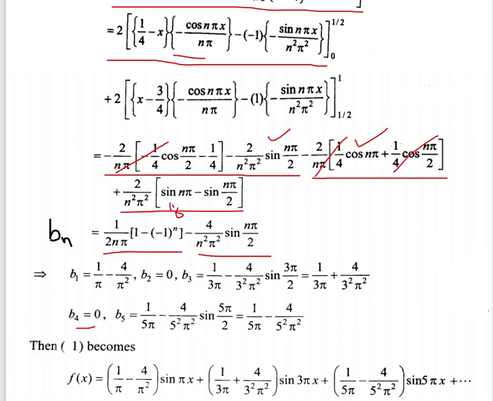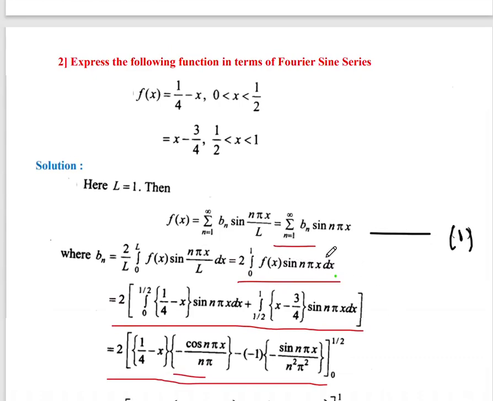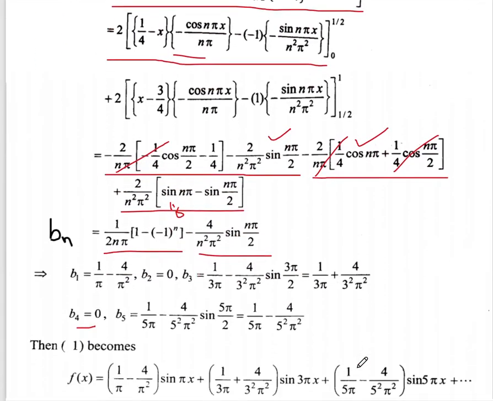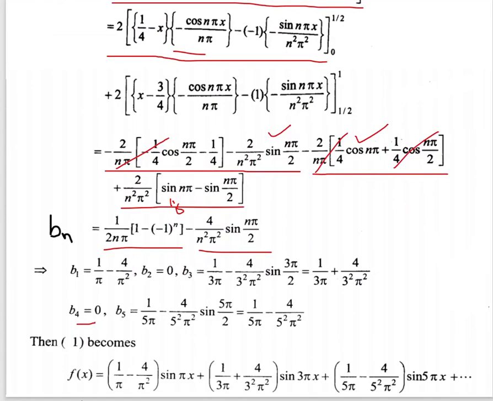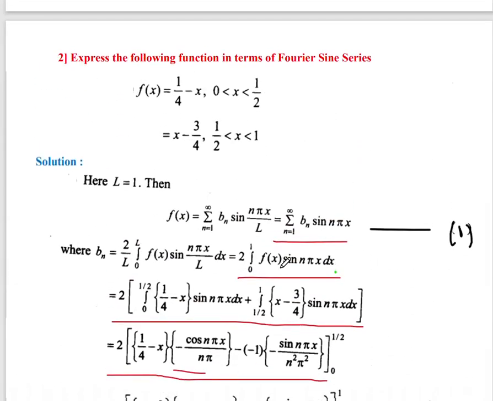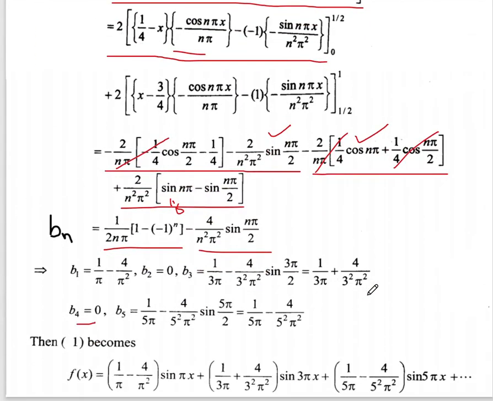Now we will put all these values in equation number 1. Then equation number 1 can be written as f of x equals b1 sin pi x plus b2 sin 2 pi x plus b3 sin 3 pi x plus b4 sin 4 pi x. We have already found the b1, b2, b3 values.